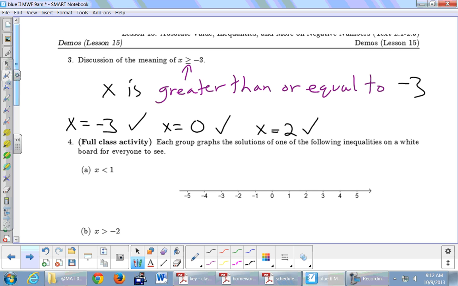Now I want something that doesn't work. -4. Let's see, X and X. How about a frowny face? This one does not work, okay? X equals -4 is not greater than or equal to -3, all right?